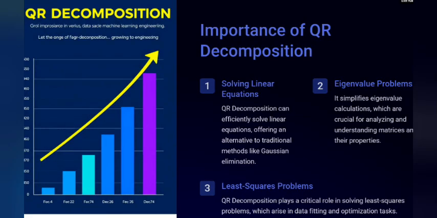Now we will see about the importance of QR decomposition. Solving linear equations. Using QR decomposition, linear equations can be solved efficiently rather than using traditional methods like Gaussian elimination. The next one is eigenvalue problems. Using QR decomposition, calculations of eigenvalues can be simplified, which are essential to understand matrices. Least squares problems. QR decomposition is numerically stable, especially for least squares problems, which arise in data fitting and optimization tasks.